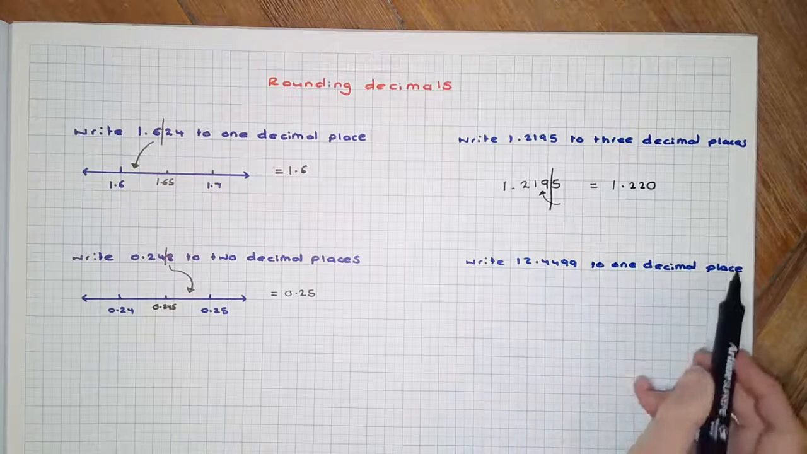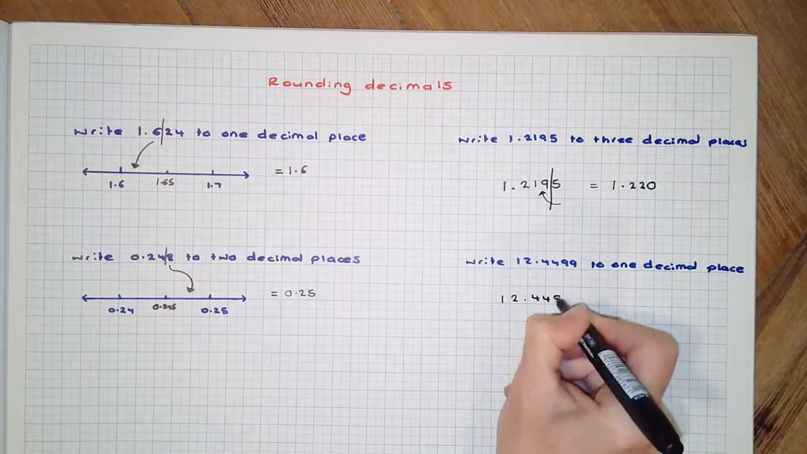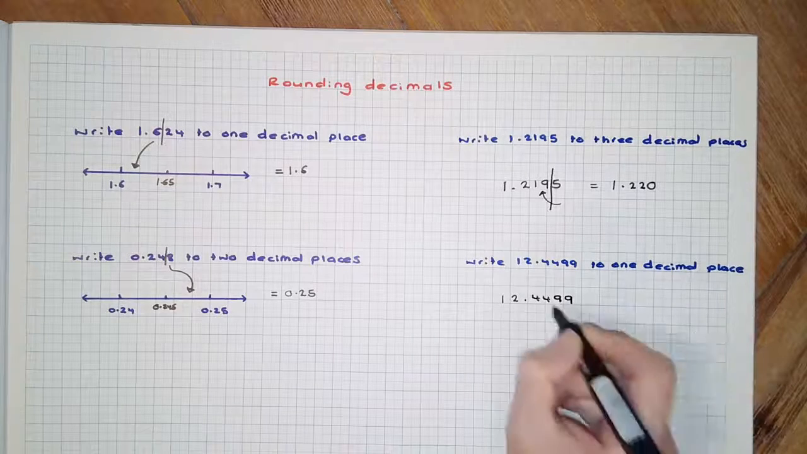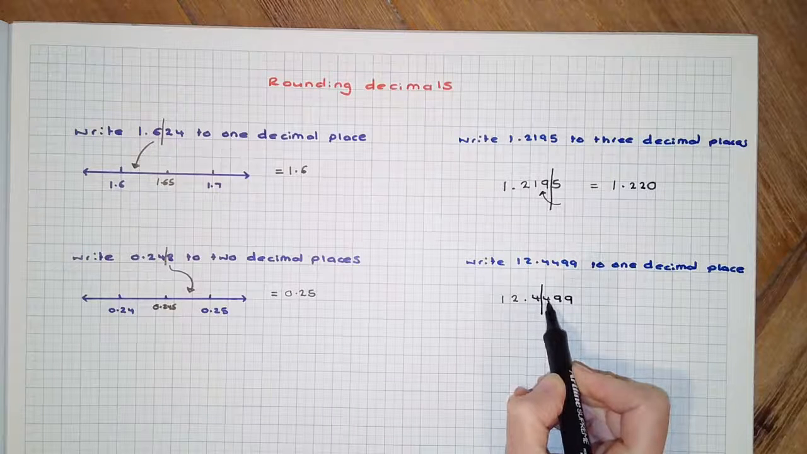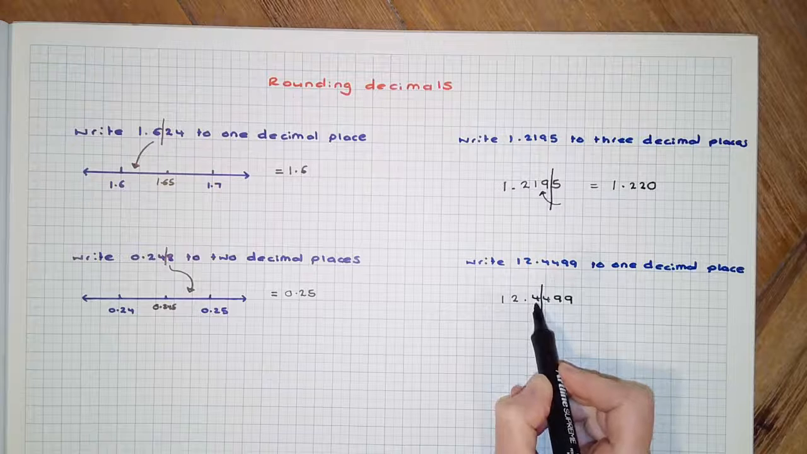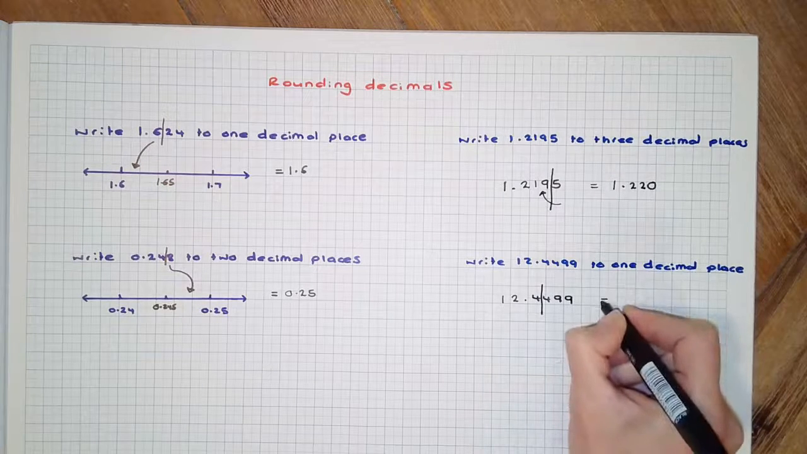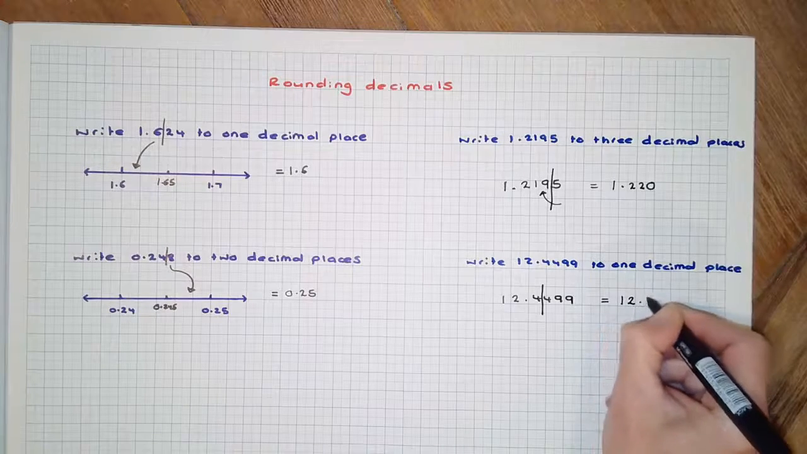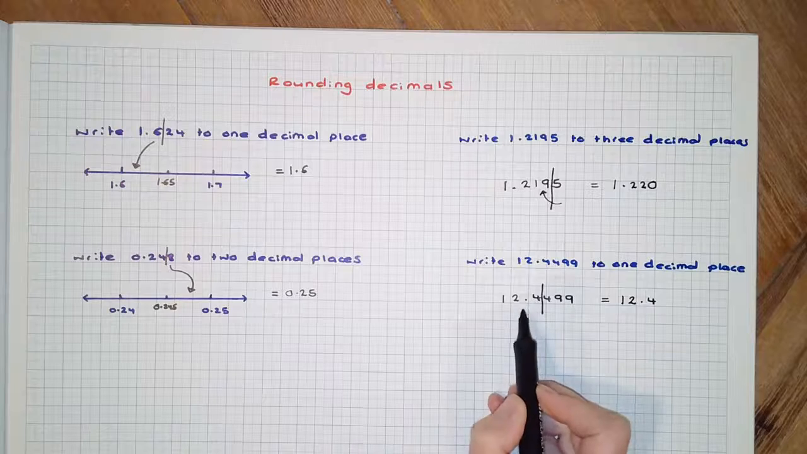Our last example, write 12.4499 to one decimal place. Again, we identify the rounding digit, one decimal place, which is 4. The following digit is 4 or less. Therefore, we leave the rounding digit alone and simply discard the remaining decimal places. So this rounds to 12.4. That is, this number is closer to 12.4 than it is to 12.5.